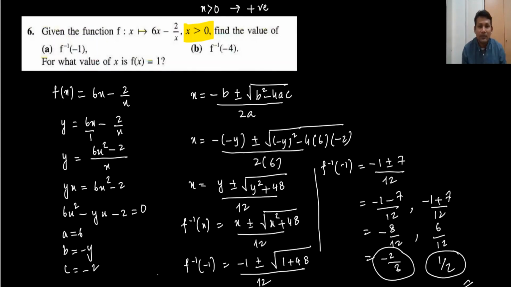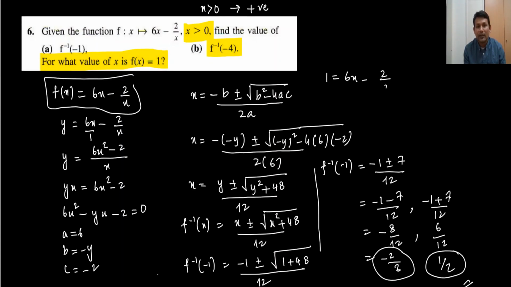Next is part B, and I think this is very simple. There is no problem doing it. Moving to the next part: for what value of x does f of x equal 1? This is also simple. I don't want to do it fully, but I can explain it. I will write 1 is equal to 6x minus 2 upon x, and this is a quadratic form, so we can have two answers. In this way, we have done up to question number 6 today.